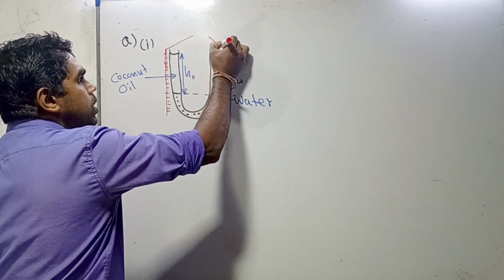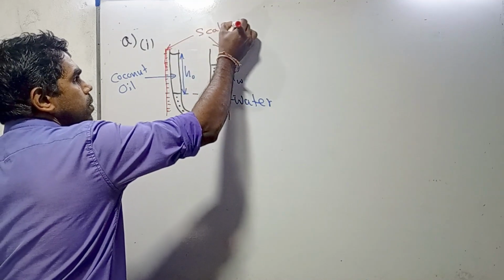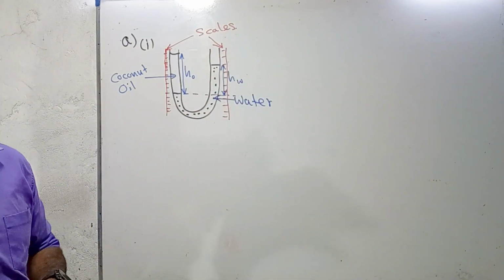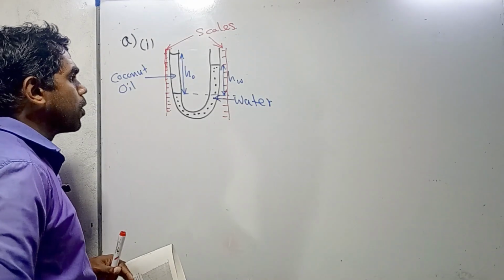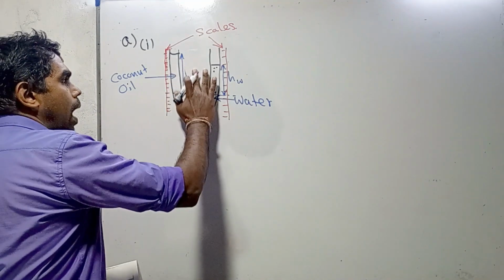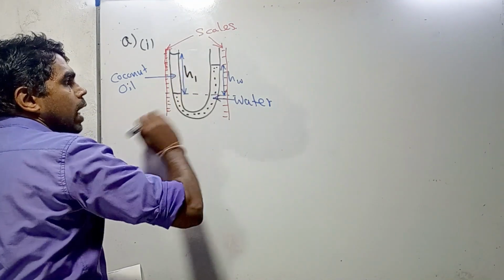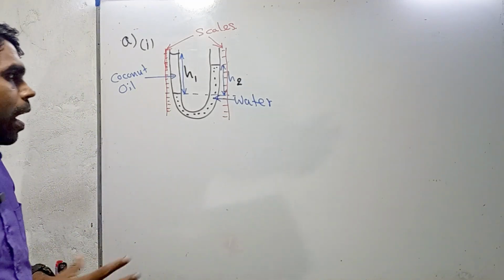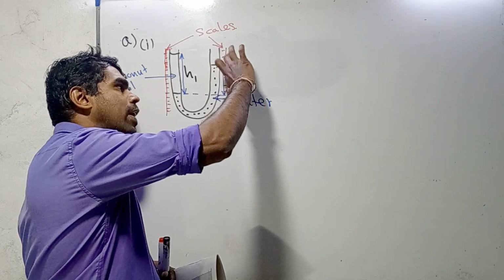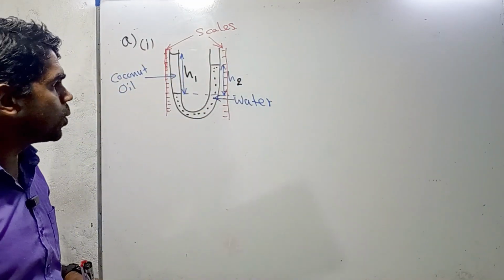Then now there are two scales. We have to label them. Then part 2, on the diagram drawn above, mark as H1 and H2 the two measurements that you have to take. H1 and H2, they have given it. Therefore, we have to mark the corresponding coconut oil height as H1 and water height as H2. You can also mark water height H1 and coconut oil height H2.